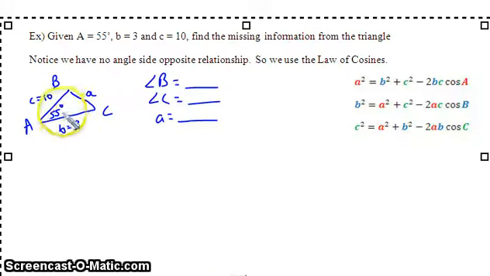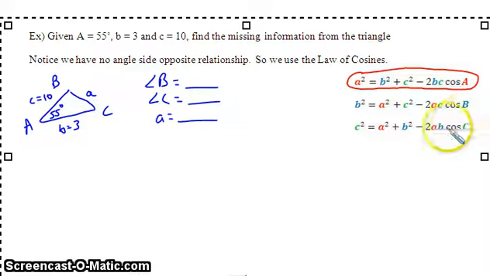So looking at this, I know angle A, but I don't know side A. So I don't have that angle side opposite relationship, so I can't use the law of sines. But because I do know angle A, this top form of the formula is the only form that has angle A in it. So that's the form that I have to use.